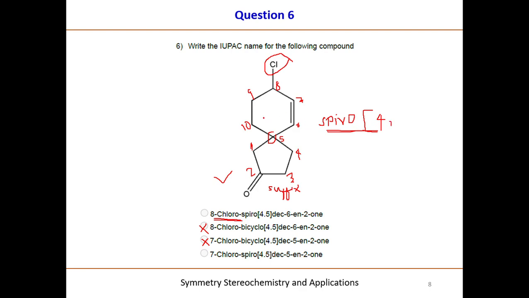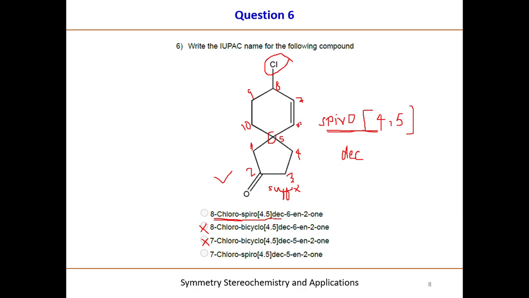Then here we have 5 carbons: 1, 2, 3, 4, 5. So we write 5. These 10 carbon atoms are present in this system, so it's a dec system. So we write 8-chloro spiro[4.5]dec. Now you can see here at carbon number 6.